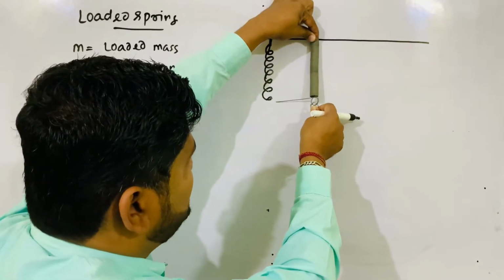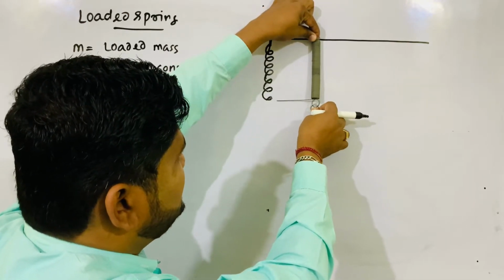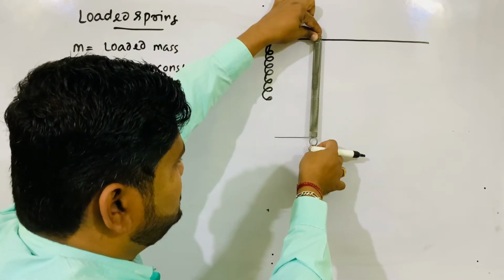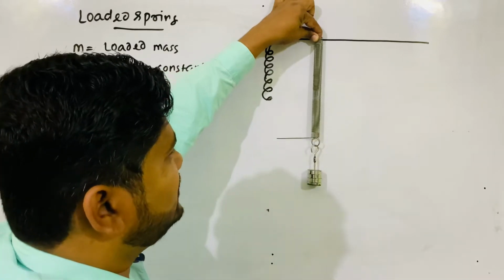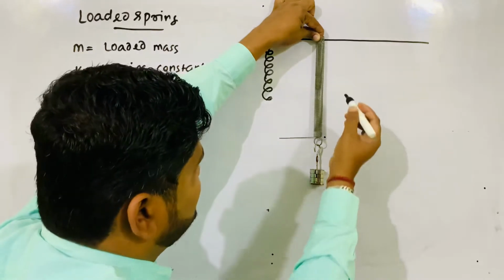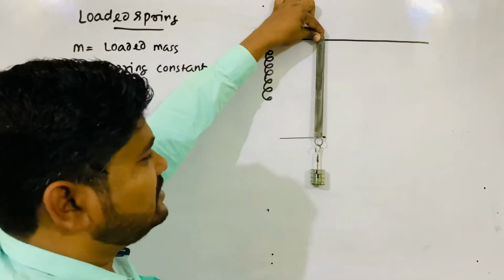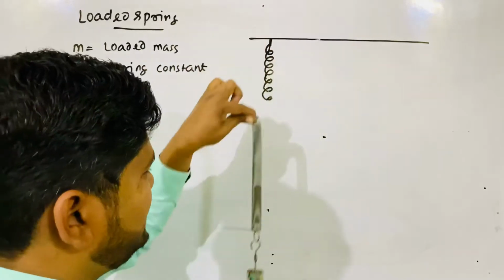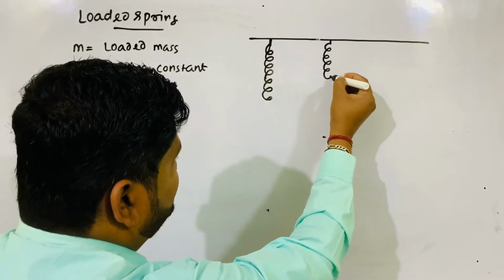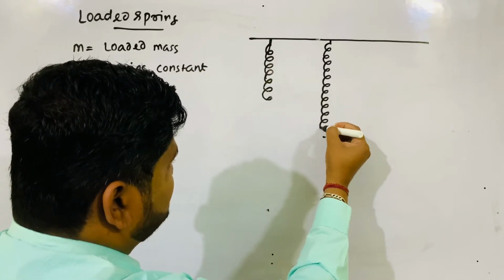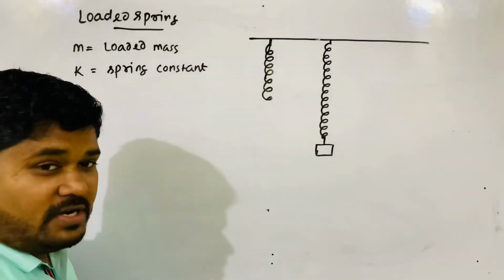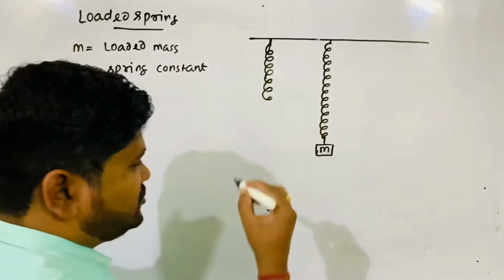This is the original spring. Now gently leave it, slowly. See how much the spring extends. Up to this the spring extends. This is the extension. The mass here is 200 gram. You write here M for mass.